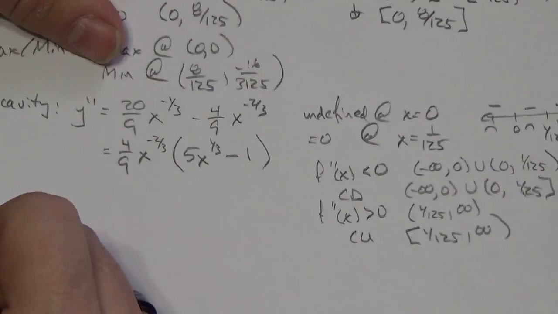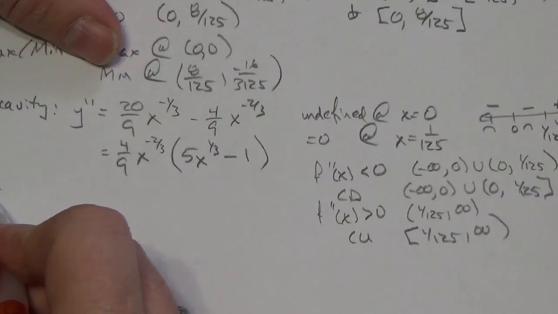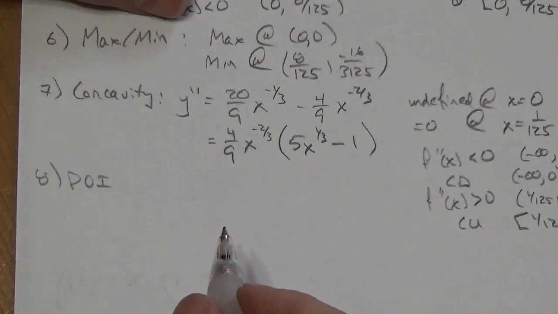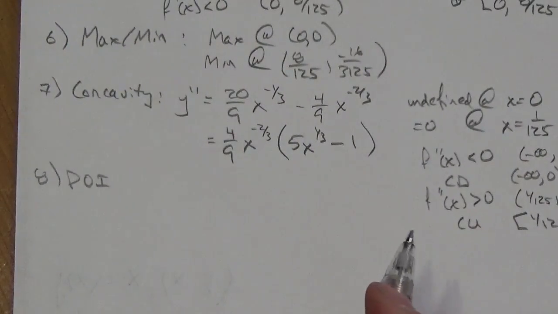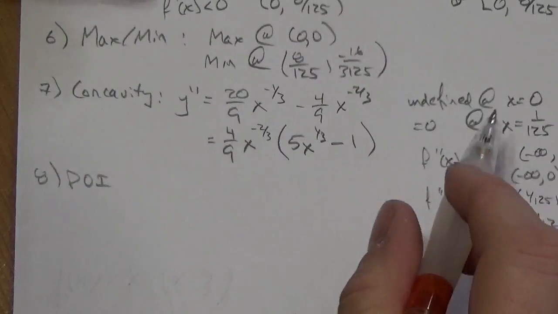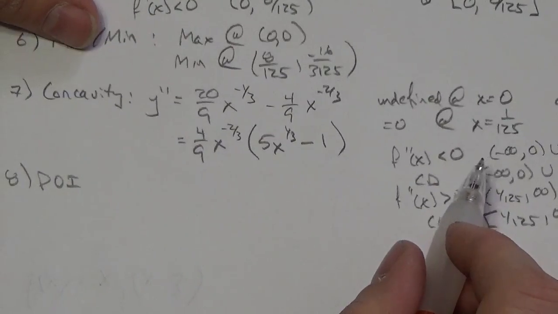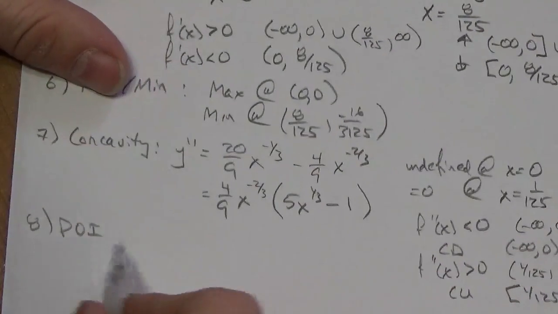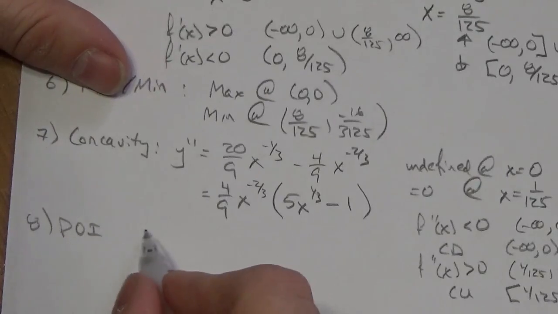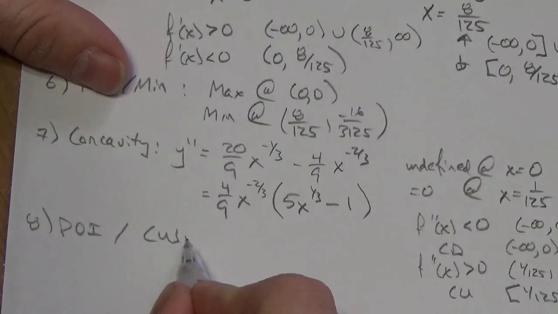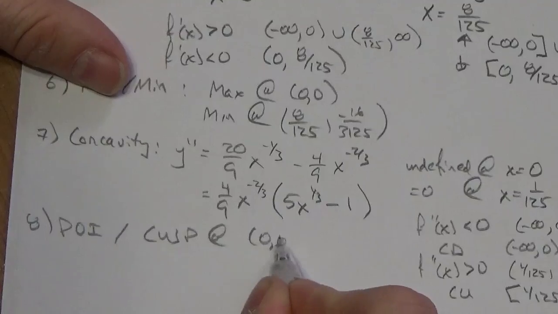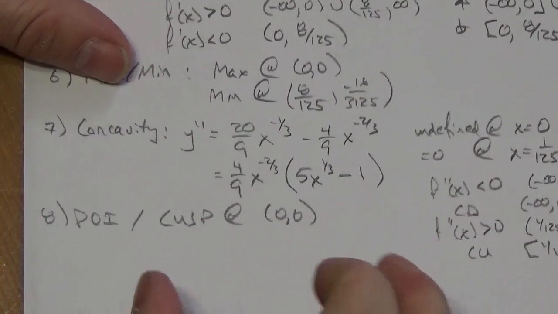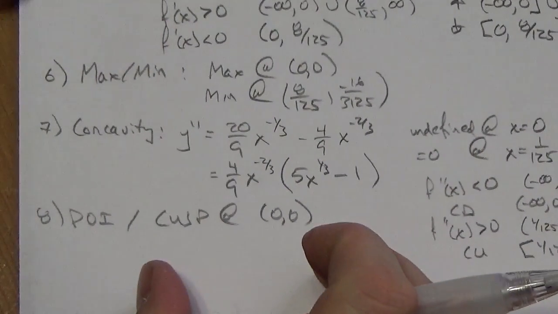And so finally, we've got to look at points of inflection here. But notice at 0, 0, the concavity doesn't change. So that doesn't count as a point of inflection. Actually, what we've got here is a cusp at 0, 0, which is interesting. We haven't seen that yet.